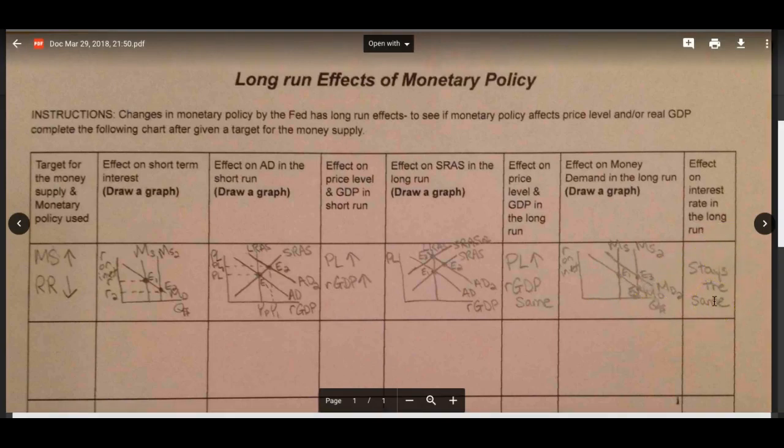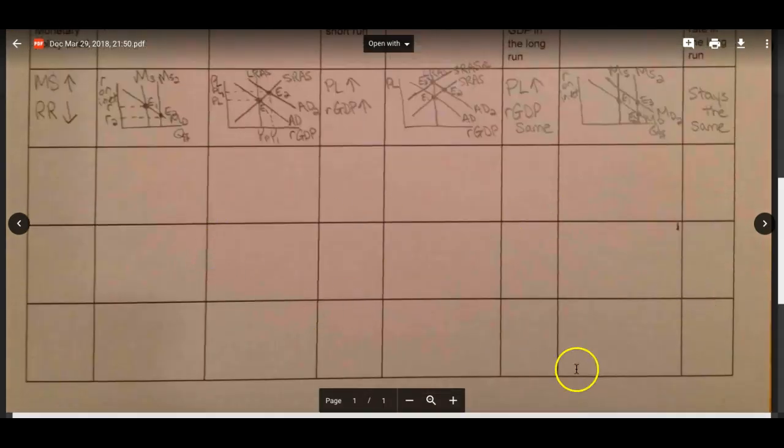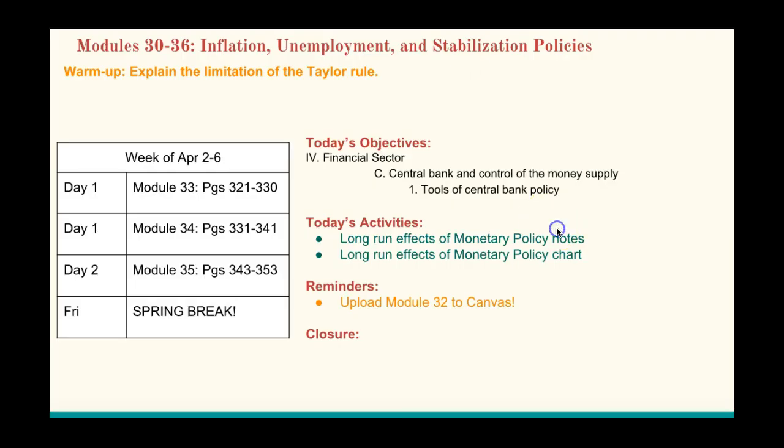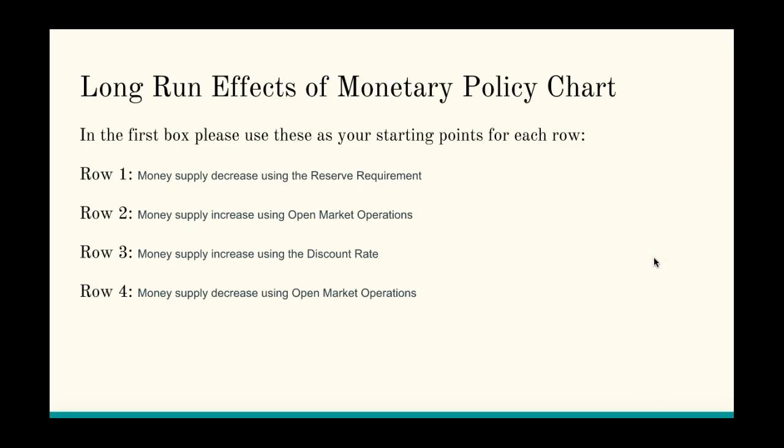Okay, if I was you, that was how I would explain that first row, and then I would have to go through and explain the second, third, and fourth row. You will find that it'll get a lot easier the more repetitive it becomes. So what I want you to do is, in that first column, for the first row, I want you to decrease the money supply using the reserve requirement. For the second row, I want you to increase the money supply using open market operations. For the third row, I want you to increase the money supply using the discount rate. And for the fourth row, I want you to decrease the money supply using open market operations.